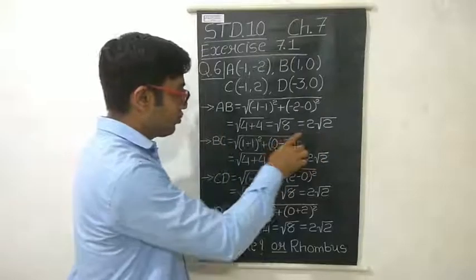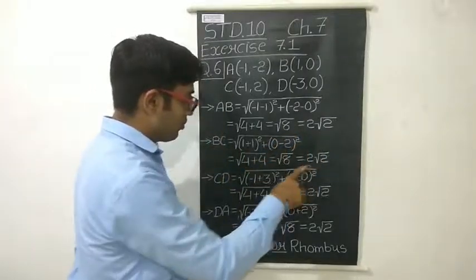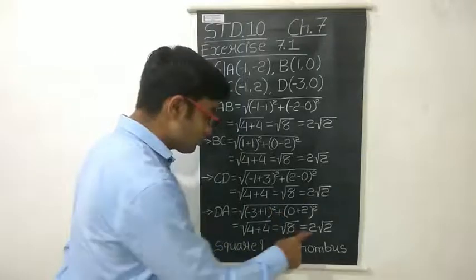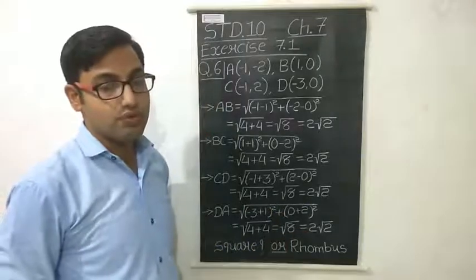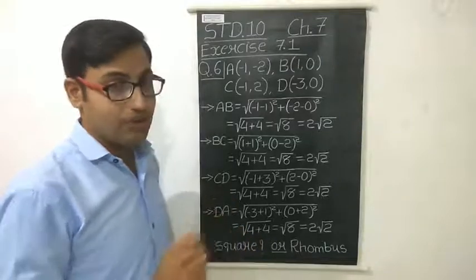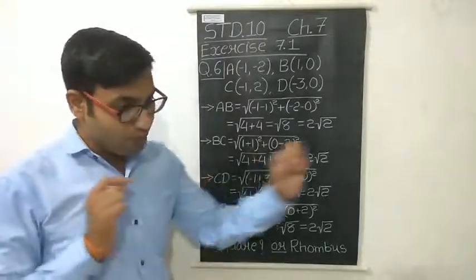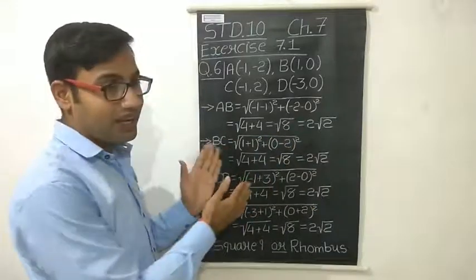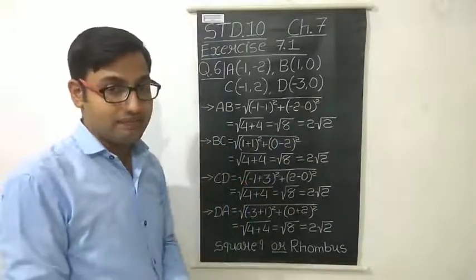So did you notice one thing? AB is equal to 2 root 2, BC is also equal to 2 root 2, CD is also equal to 2 root 2, and DA is also equal to 2 root 2. So one thing is clear here, that all the distances are equal. That means all the 4 points are not on the same line. They are not collinear. They are forming a quadrilateral.